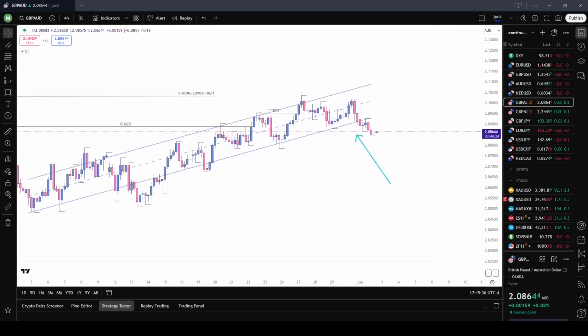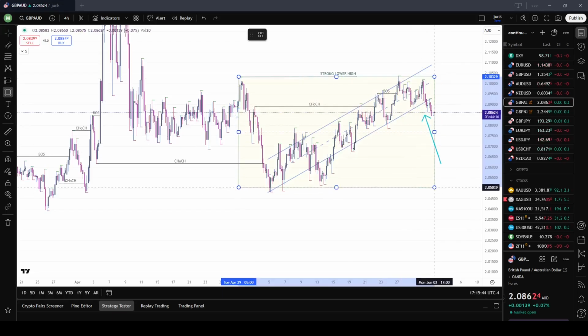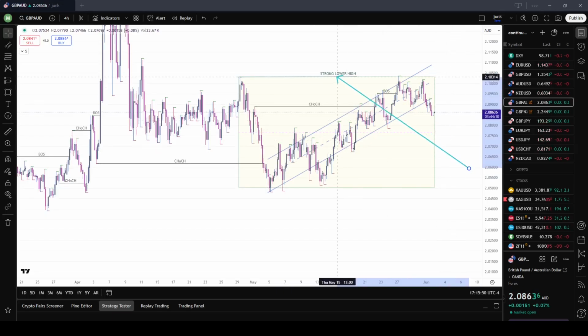GBP AUD. So let's go map out the current range. Price wasn't able to break past this lower high, this lower high that was formed when the seller stepped back in over here. These sellers were able to break structure to the downside. This corrective ascending channel was forming liquidity. It had liquidity sitting under the lows.